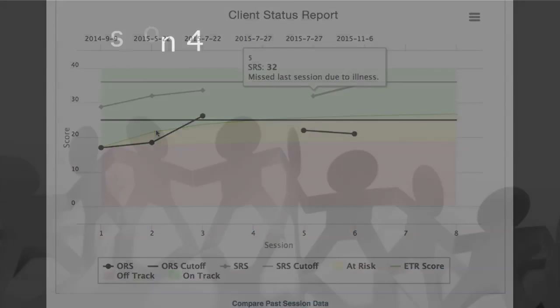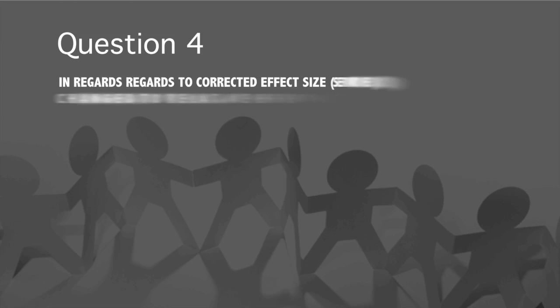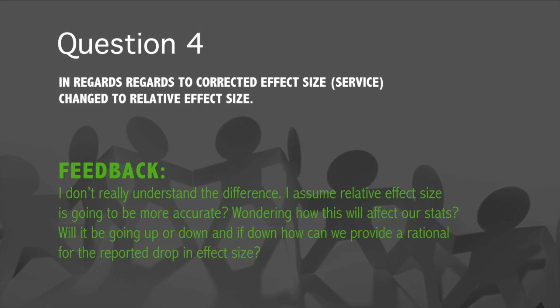regarding corrected effect size changing to relative effect size. The feedback is, I don't really understand the difference. I assume relative effect size is going to be more accurate. Wondering how this will affect our stats. Will it be going up or down? And if down, how can we provide a rationale for the reported drop in effect size?